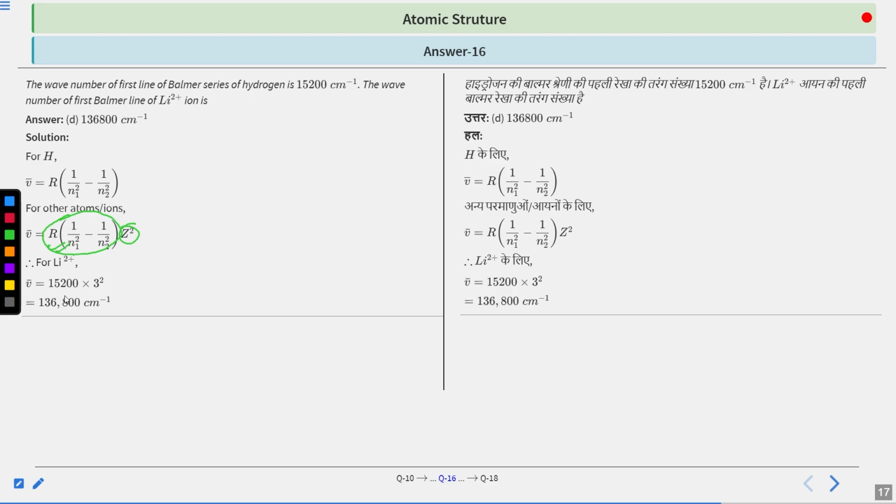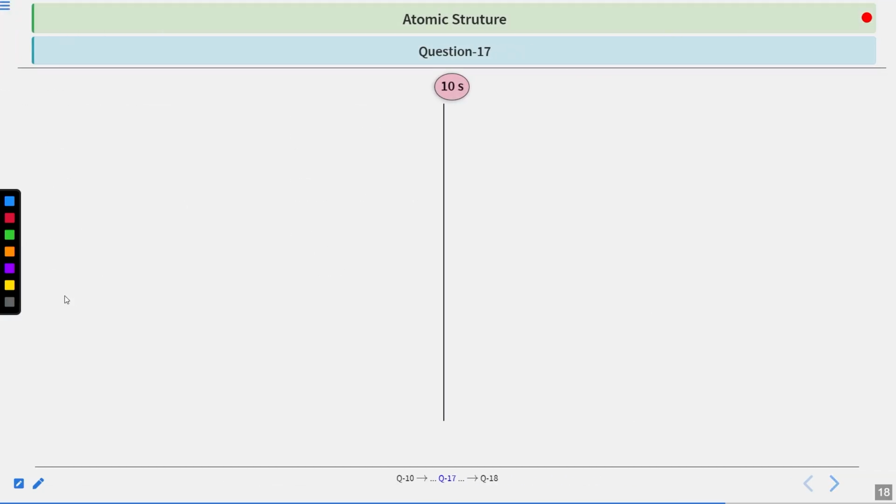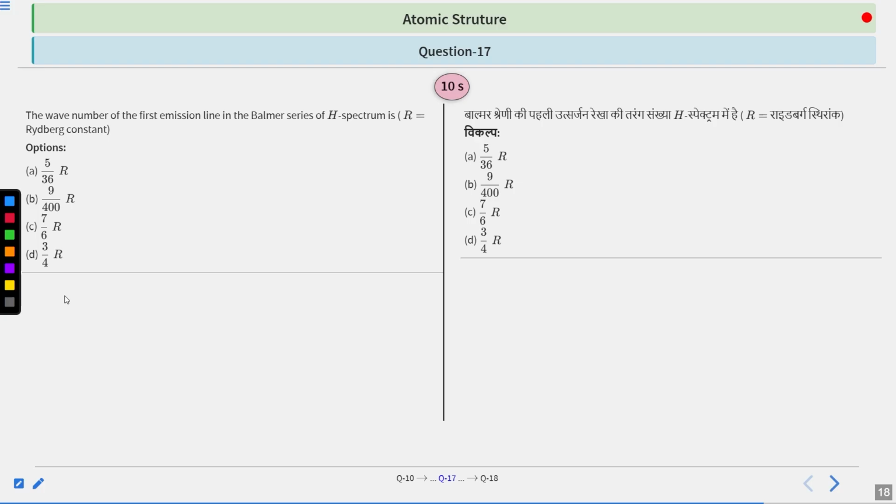Good enough. Moving on to the next question. Question number 17 says that the wave number of the first emission line in the Balmer series of the hydrogen spectrum is, where R is the Rydberg constant. The options are: A 5 by 36 R, B 9 by 400 R, option C 7 by 6 R, option D 3 by 4 R. You have 10 seconds to solve this question. Your time starts now.